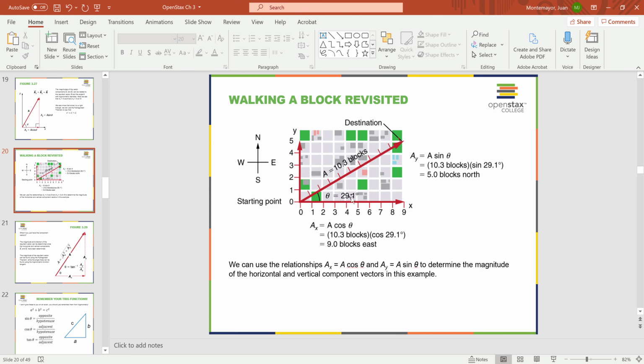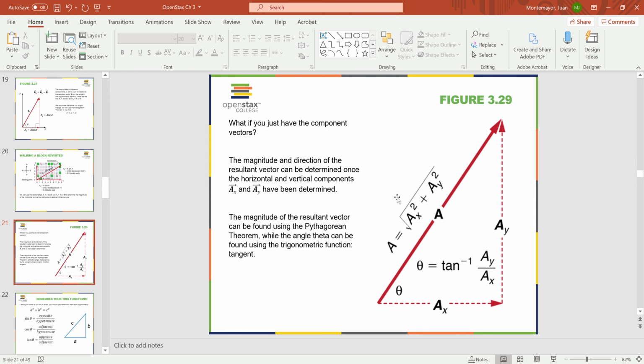So when we figured out the 29.1, if you want to, you can use the inverse tangent of 5 over 9. And that should give you 29.1.